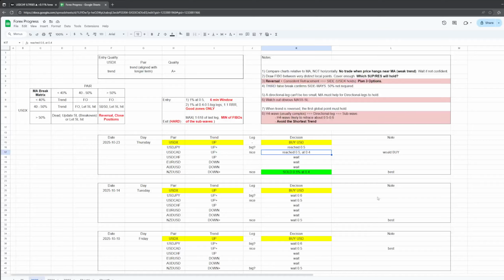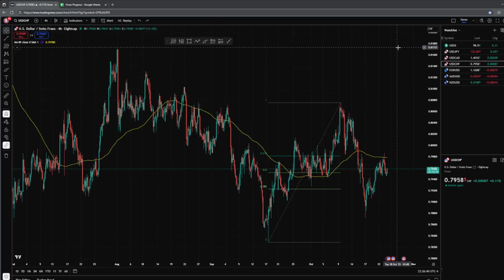So let's write it down. USD Schweizer franc trend is down, which conflicts with the USD index chart. That's why we're not gonna trade USD Schweizer franc.